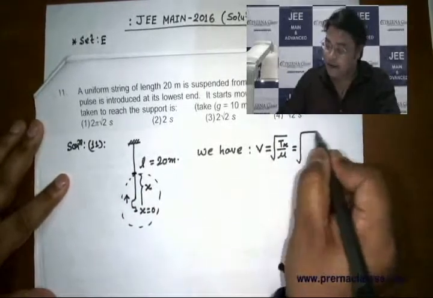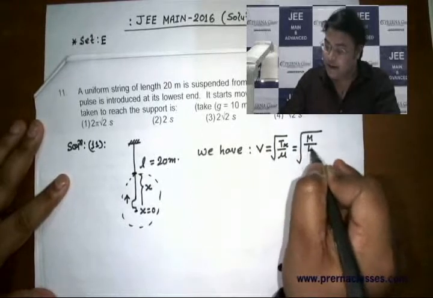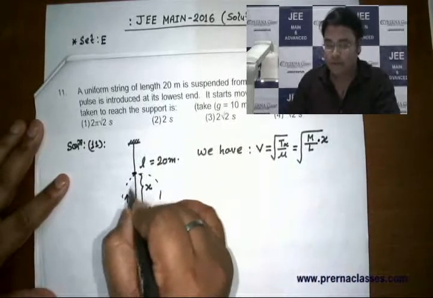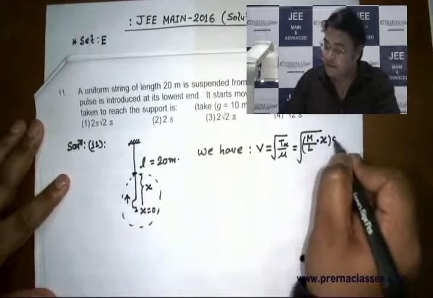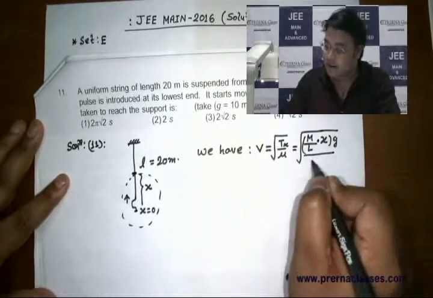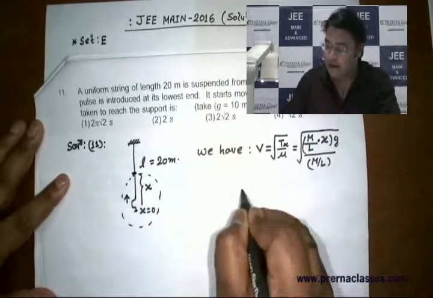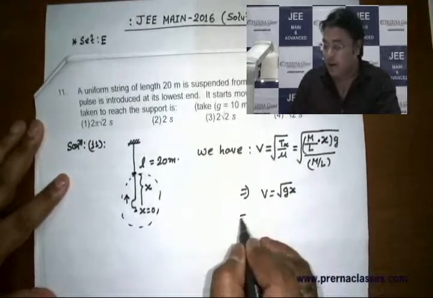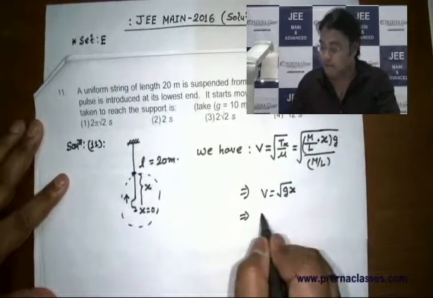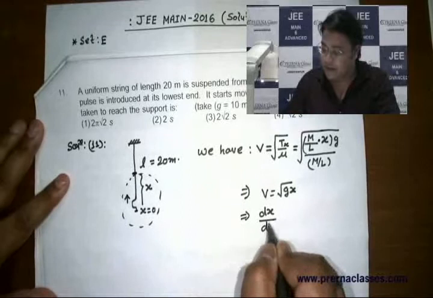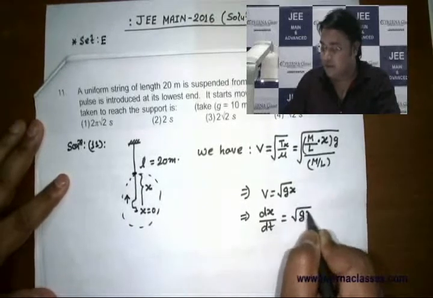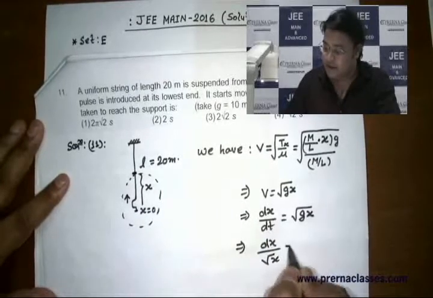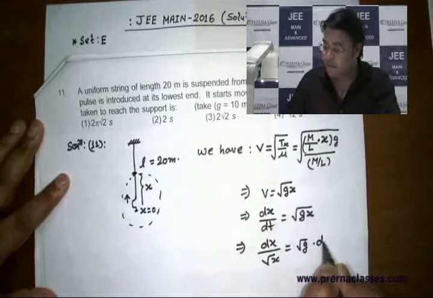Clear? So we may write it as m by L is the mass per unit length, into x is the mass of this part, that means x length, into g, whole divided by mu. Mu again m by L. Finally it comes v equal to under root of gx. Now clearly v is the rate of change of x, so you may write it as dx by dt equals under root of gx. Again if you rearrange it, dx by root x is equal to root g dt.